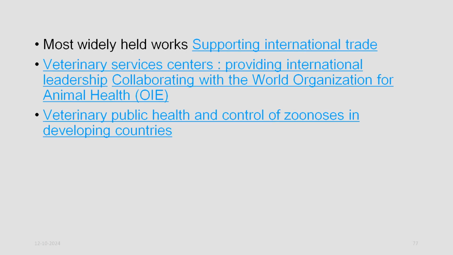And now, with the standards being set by these international organizations, supporting international trade, veterinary services centers providing international leadership, and collaborating with the World Organization for Animal Health on veterinary public health and control of zoonosis in developing countries. So there are some other associations working widely to support animal health and to know the preconditions before the animal is taken to the shop.